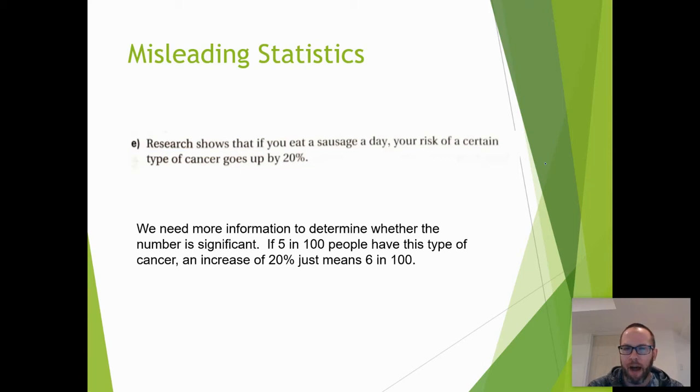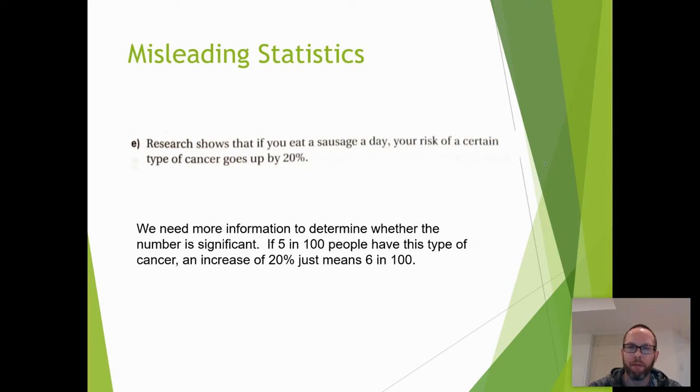If 5 in 100 people have this type of cancer, then what does an increase of 20% mean? Well, 20% of 5 is 1. So an increase of 20% just means that instead of 5 in 100 people having this type of cancer, 6 in 100 will have it. Now, that bump of 1 may be significant to you. It may not be significant to you. But the thing is, without this kind of information, without more detail, it's not clear whether it's significant or not.